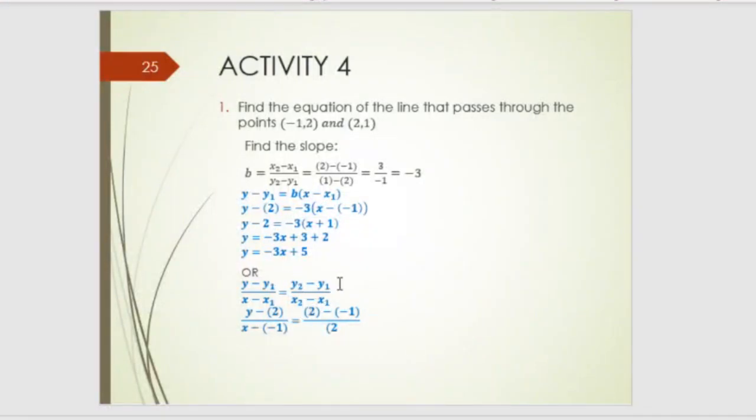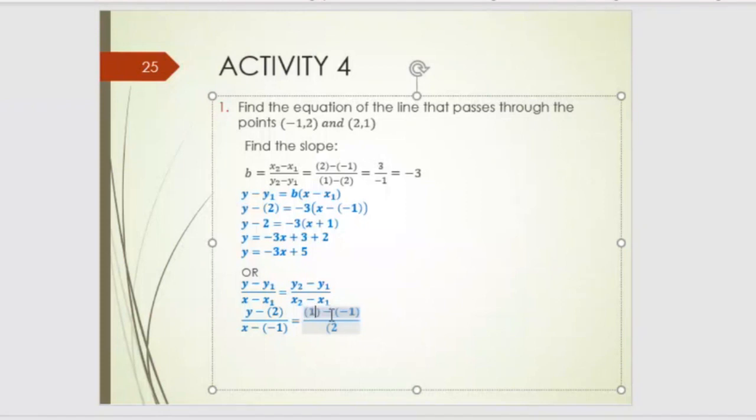Look here. Y2 minus y1. Yes, y2 is what? Y2 is 1, and y1 is 2. Yes, and x2 is 2 minus x1 is minus 1. I want to change something. Let me finish this one.